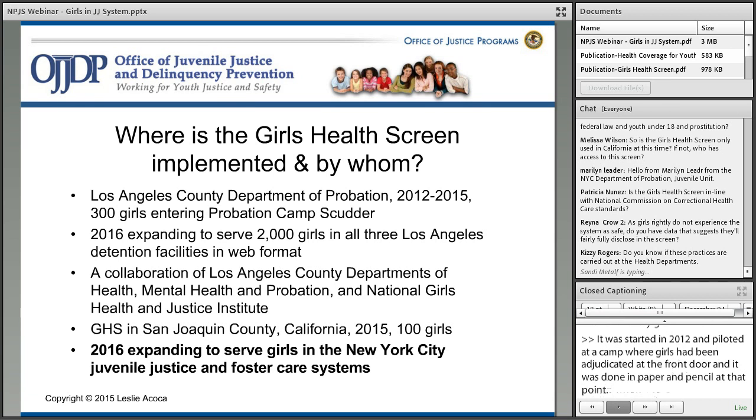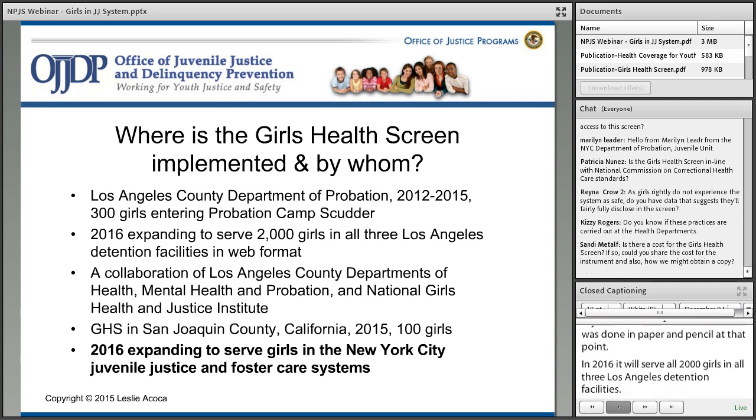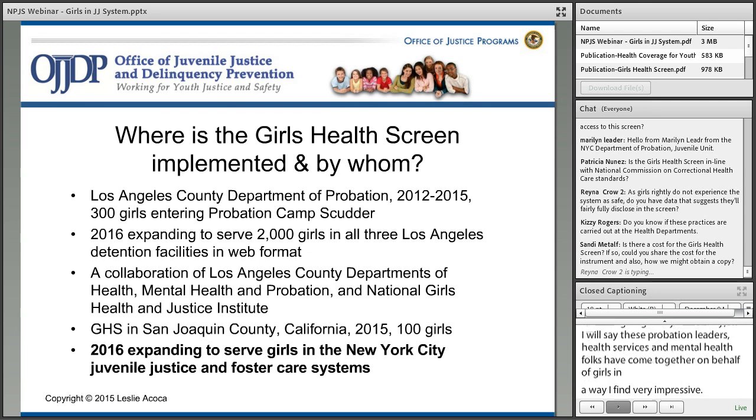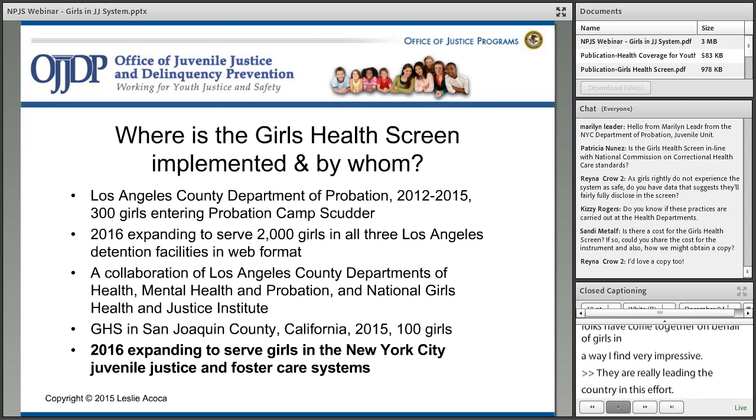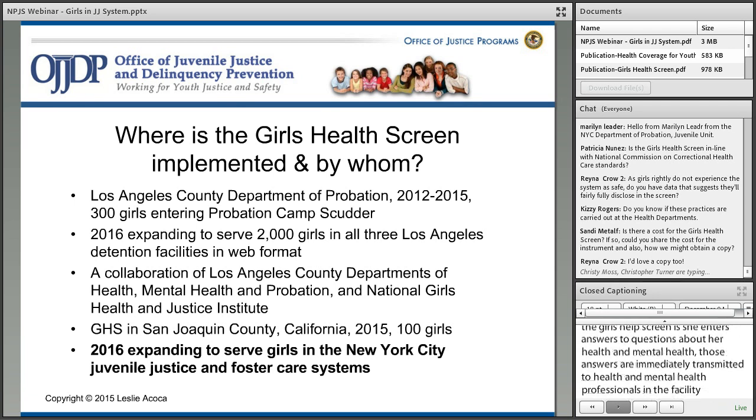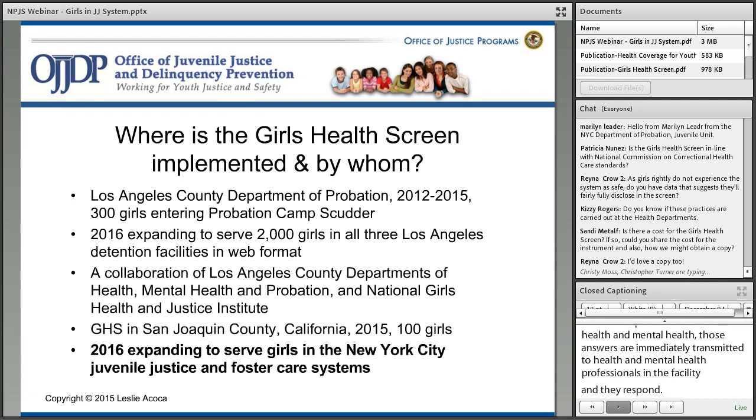I'm not going to say it was easy, but I will say that these probation leaders, these health services and mental health folks have come together on behalf of girls in a way that I find very, very impressive. And they really are leading the country in this effort, particularly given the size of their system. And what happens when a girl takes the Girls' Health Screen is that she enters the answers to questions about her health and mental health. Those answers are immediately transmitted to health and mental health professionals in the facility, and they respond. It's a scored instrument, which means that if a girl has a problem that's life-threatening, they respond immediately according to the triage model that I mentioned.